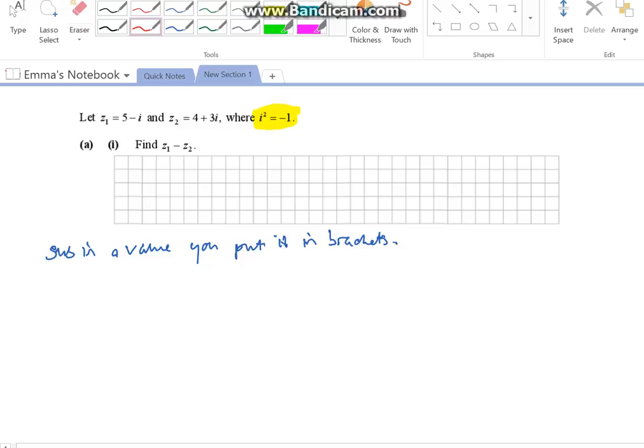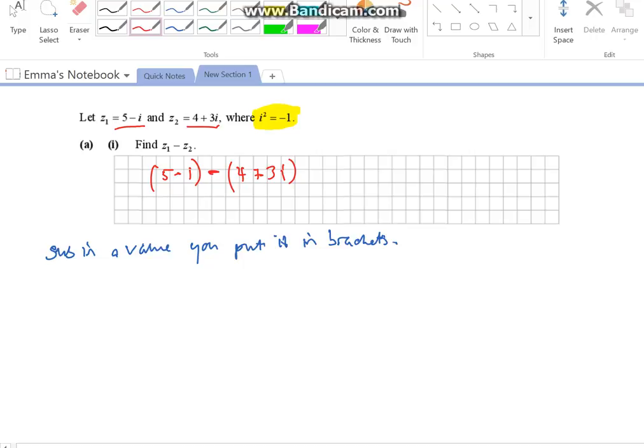Okay, so Z1. I know that Z1 is 5 minus i. So I'm going to sub in, instead of Z1, I'm going to put in 5 minus i. So 5 minus i. Then it's minus Z2. So Z2 is 4 plus 3i. So in my brackets, I'm going to go 4 plus 3i.